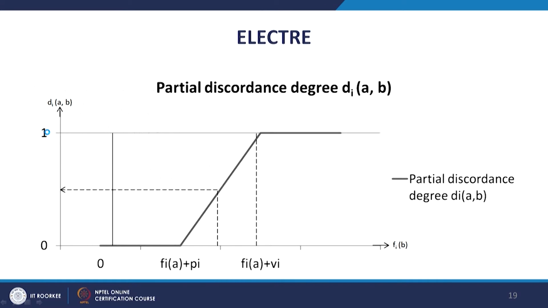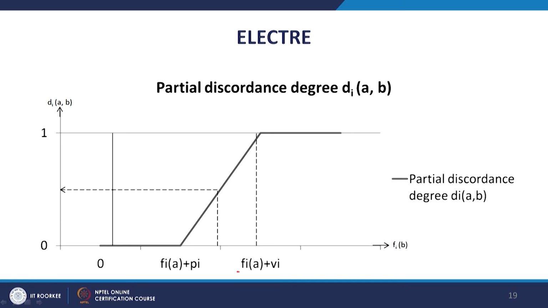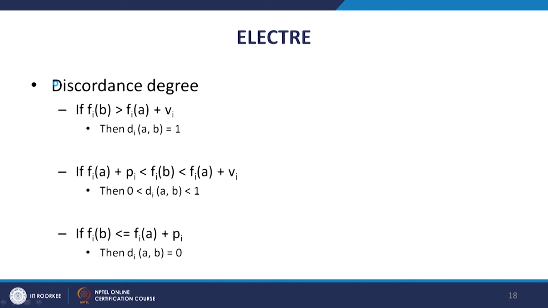Let us notice the RHS value in the first point, that is FIA plus VI. You can see FIA plus VI here, and on the x axis we have FIB. If FIB is greater than this value, we are talking about this zone. You can see the value here, this is 1. So DI of A comma B, that is the partial discordance degree, is going to attain its maximum value, that is 1.